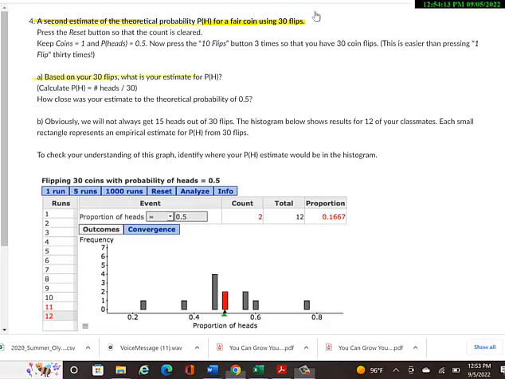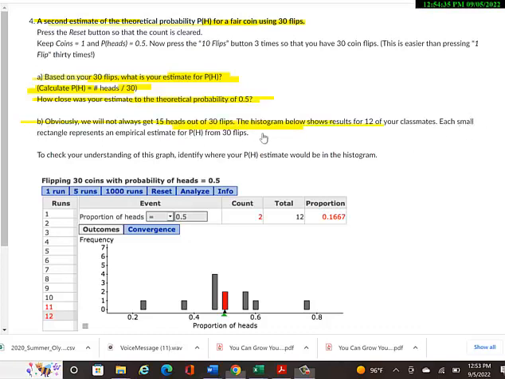Now, part A. Based on your 30 flips, what is your estimate of the probability of H? We'll calculate that by just taking the number of heads you got in those 30 coin flips that you did. It should tell you the number. Divide that by 30. How close was that estimate of yours to the theoretical probability of 0.5? Obviously, we will not always get 15 heads out of 30 flips, which is exactly half.